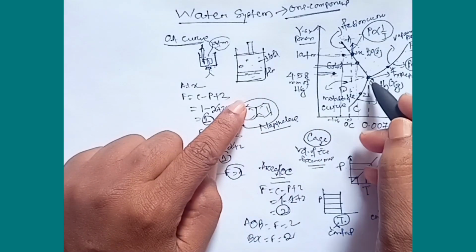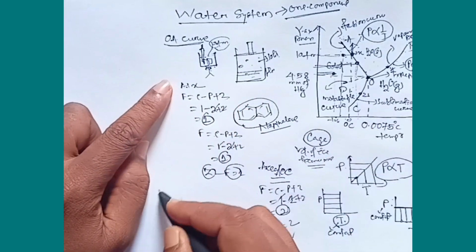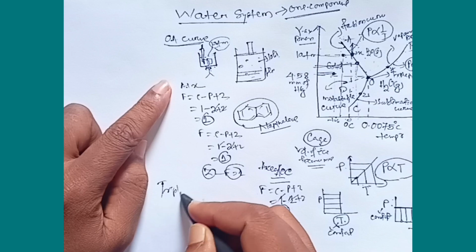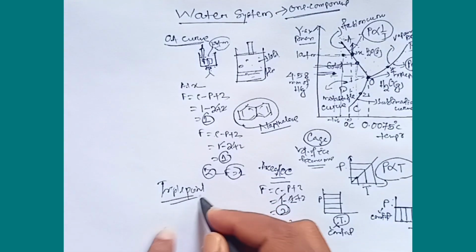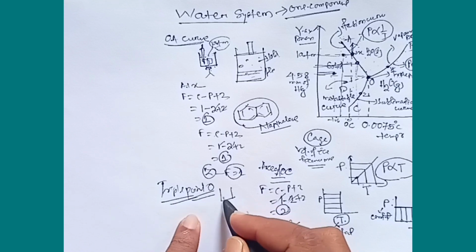And the last point, very important, point O, the triple point. What do I write? Triple point at O. Here water is present in three states: one is solid, one is liquid, one is vapor.